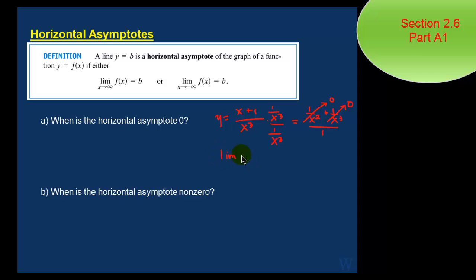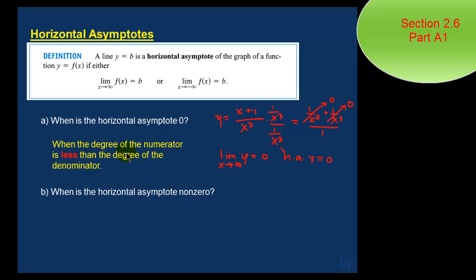So the limit of y as x approaches infinity is 0, which gives us a horizontal asymptote of y equal to 0. Okay, so when is the horizontal asymptote 0? Again, when the degree of the numerator is less than the degree of the denominator. Now, when is the horizontal asymptote non-zero?